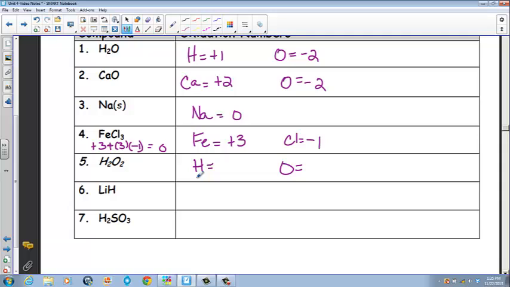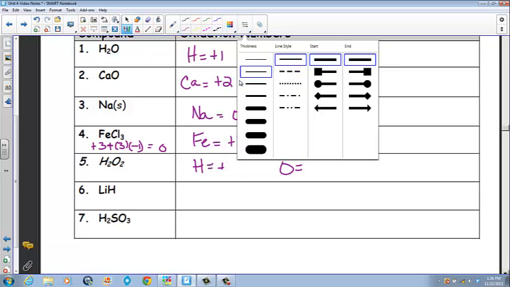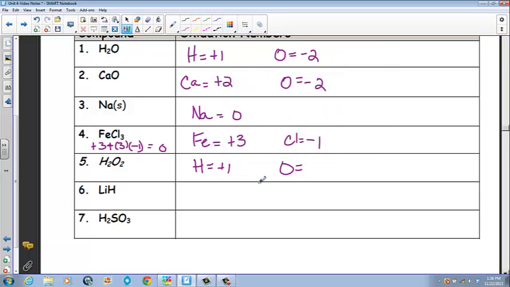Hydrogen peroxide is now our exception, right? In peroxides, oxygen's not always going to be a -2. Hydrogen is a +2, or I'm sorry, a +1. So let me erase that here. Okay, +1. And then oxygen is going to be a -1. So we have 2 hydrogens and 2 oxygens to balance out and give us a total of 0.